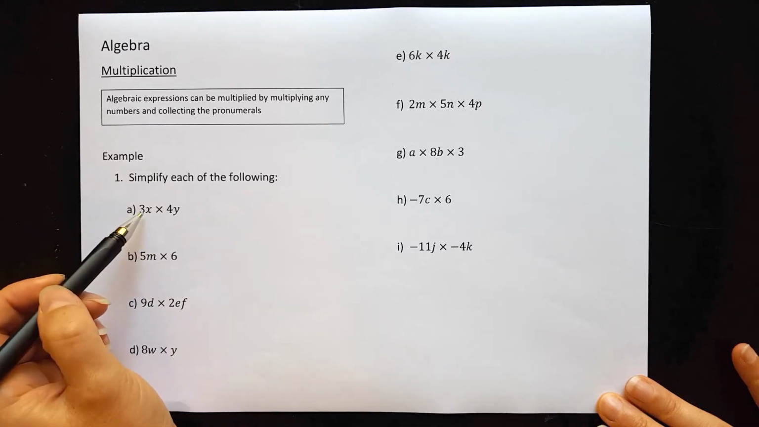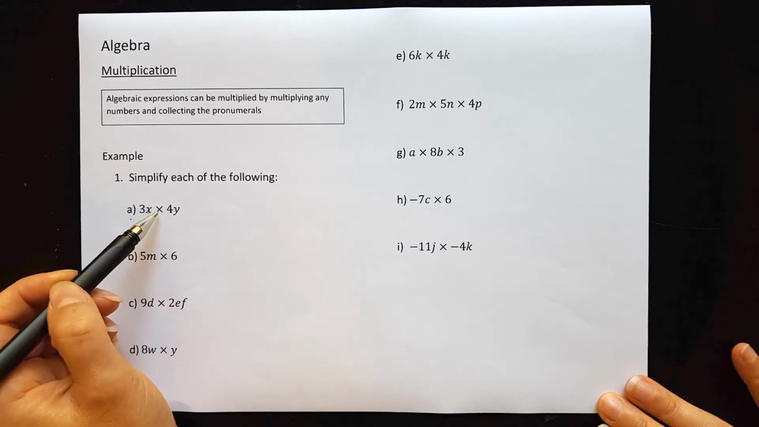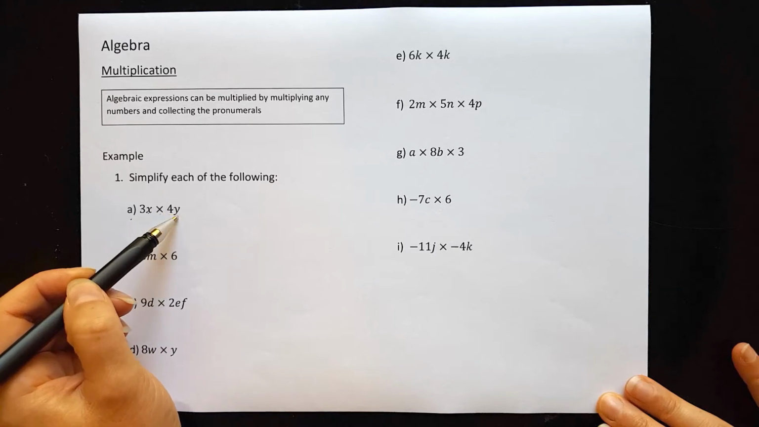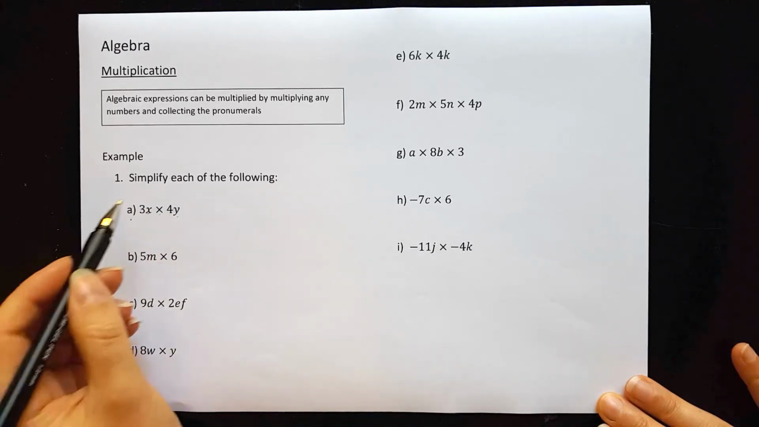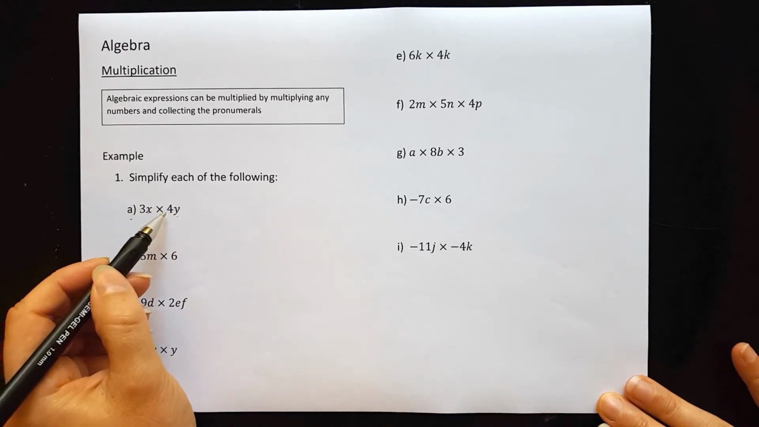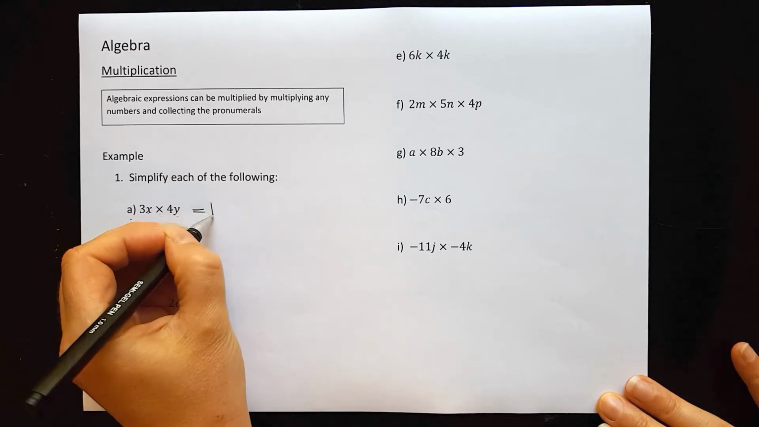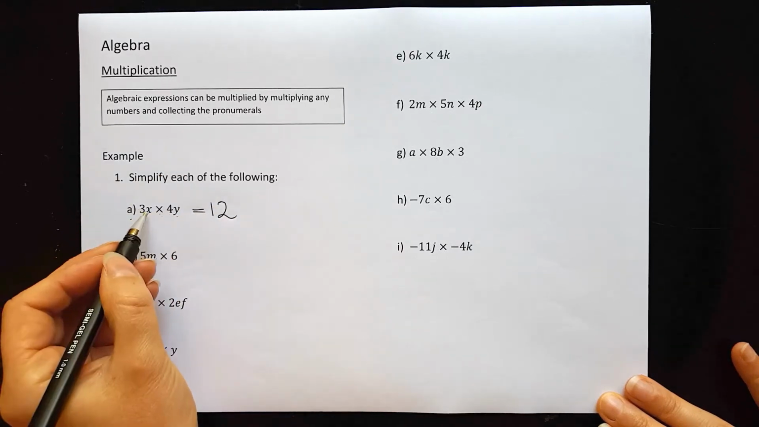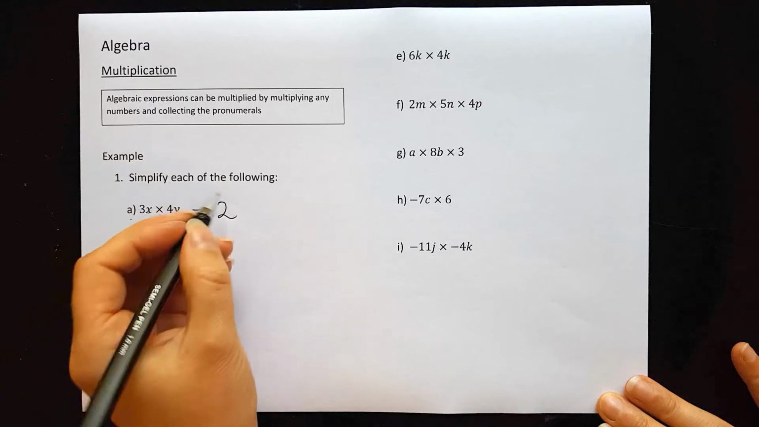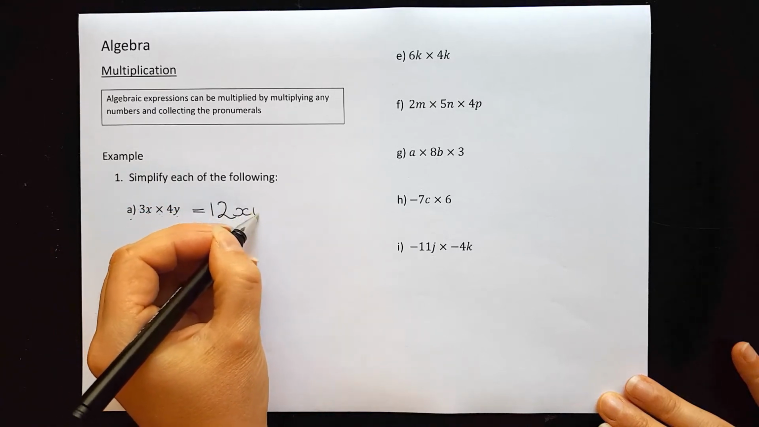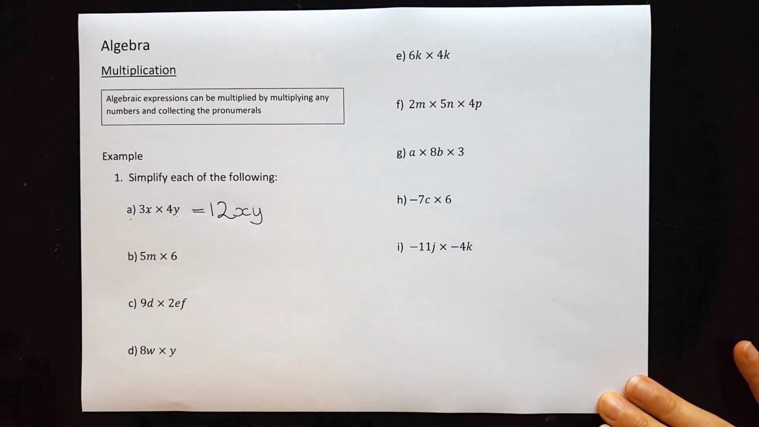So I want to multiply 3x by 4y. The rule was multiply the numbers. 3 times 4 is 12. And we want to collect the letters. So we have an x and a y. They're just going to sit afterwards like that. So it's just 12xy.